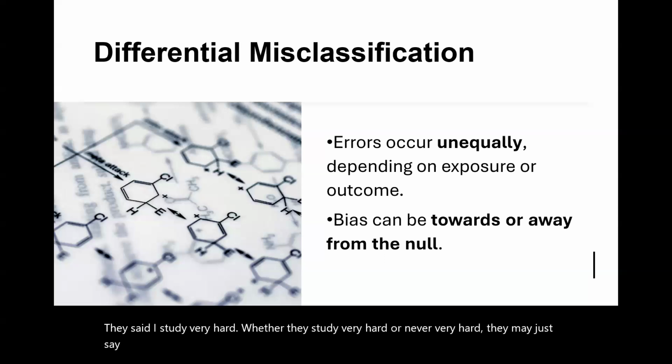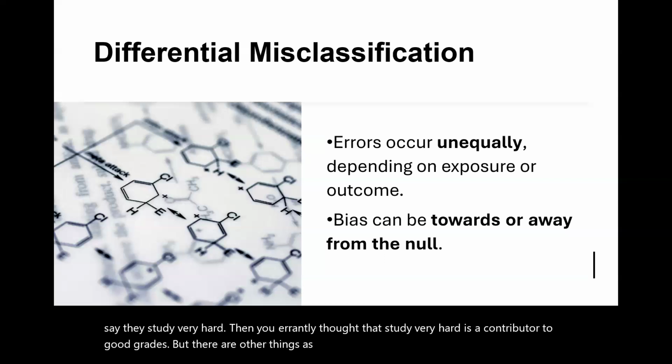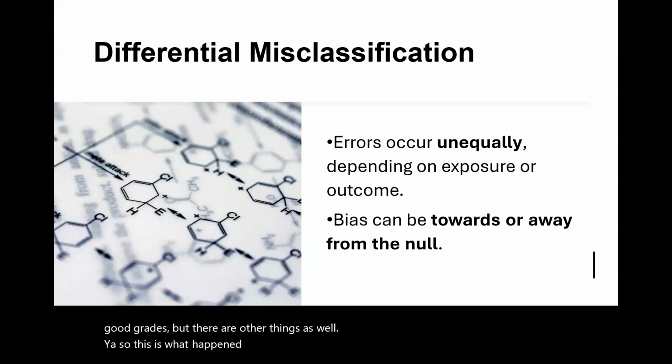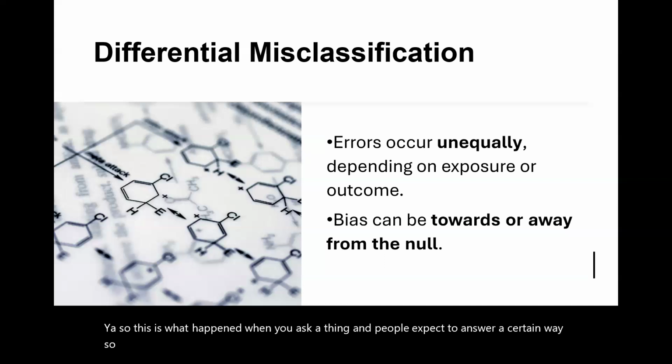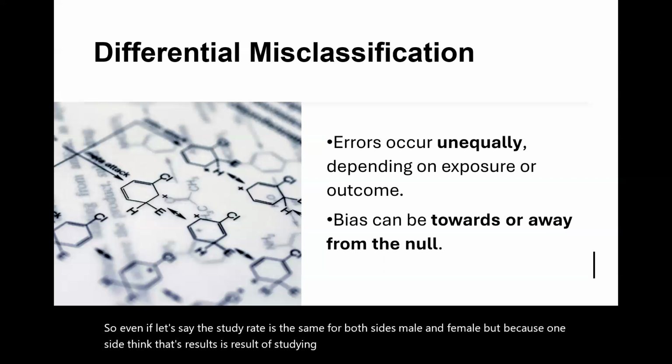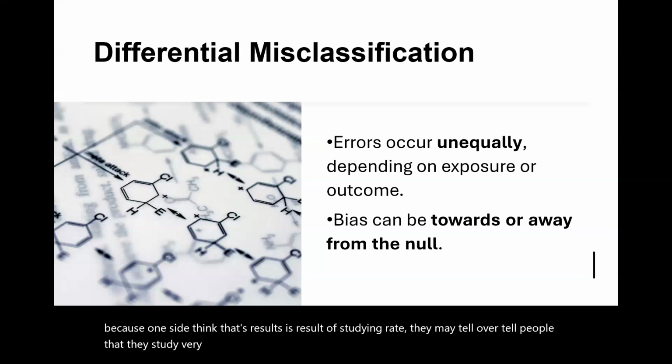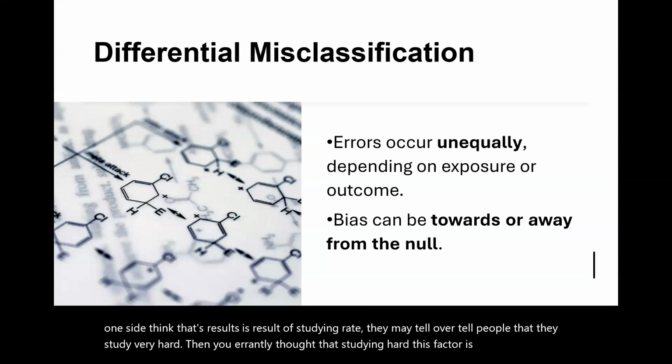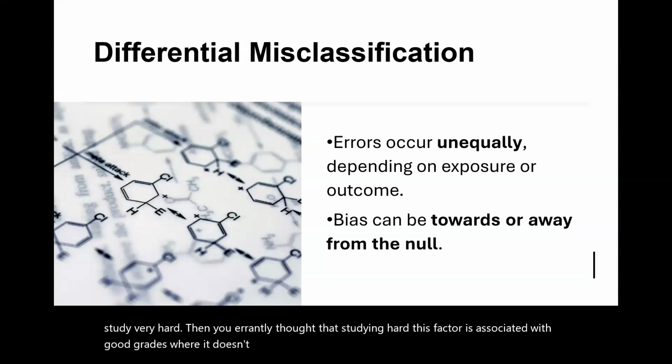Then you erroneously thought that studying very hard is a contributor to good grades, but it could be other things as well. Yeah, so this is what happens when you ask a question and people expect to answer a certain way. Even if the study rate is the same for both males and females, because one side thinks that results are a result of studying rate, they may over-report that they study very hard. Then you erroneously think that studying hard is associated with good grades, but it isn't. Okay, so this is an example.